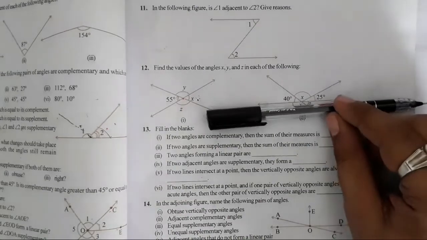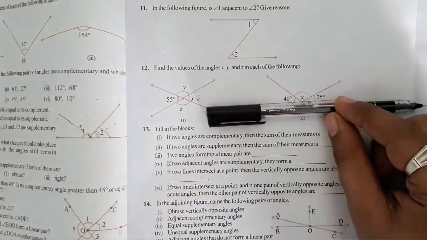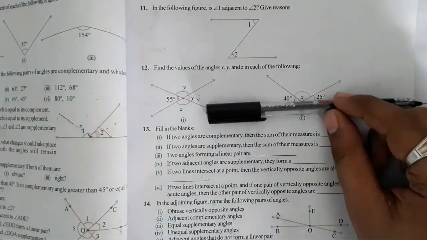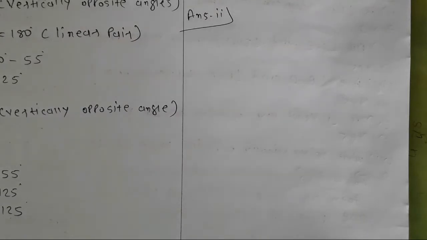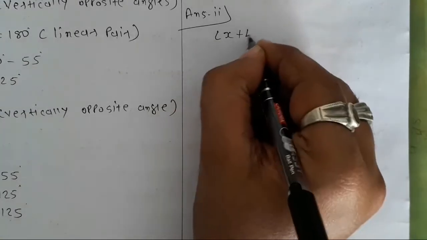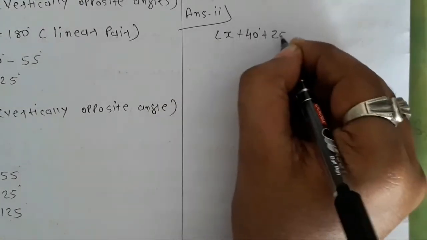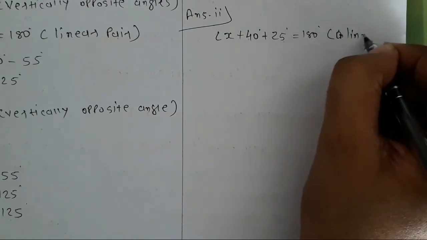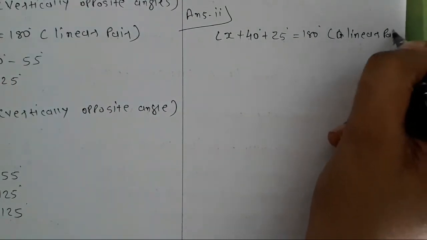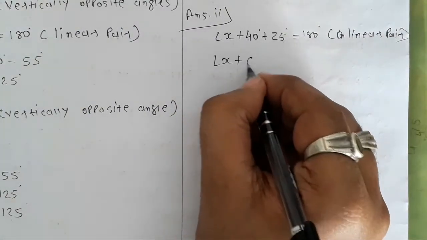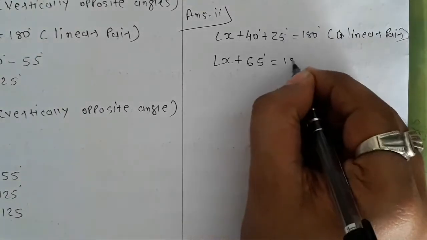So here I can see on this line this arm is there. So here the sum of 40 plus x plus 25 degrees will be equal to 180 degrees. So here I may write angle x plus 40 degrees plus 25 degrees is equal to 180 degrees. In bracket I may write using linear pair property. Now first I will add these numbers. So angle x plus 40 plus 25 degrees, I will get 65 degrees, is equal to 180 degrees.